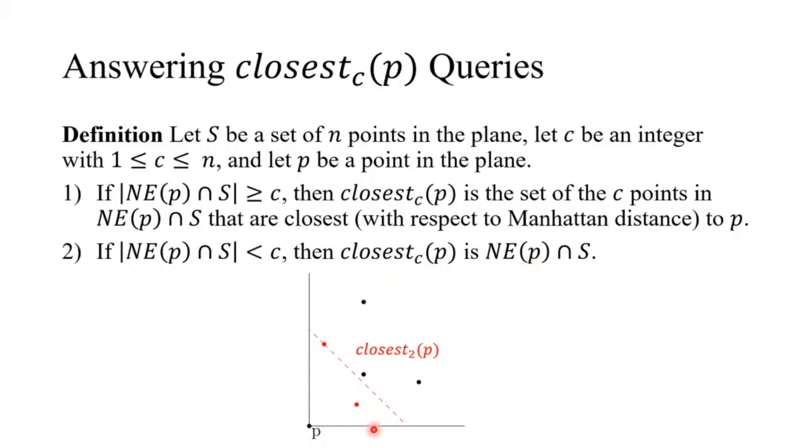So here we have an example with C equal to 2, and here's our query point P. We can see that these are the points of S which also lie in the northeast quadrant of P, and these two red points that are highlighted are the closest 2 points to P, according to the Manhattan distance.